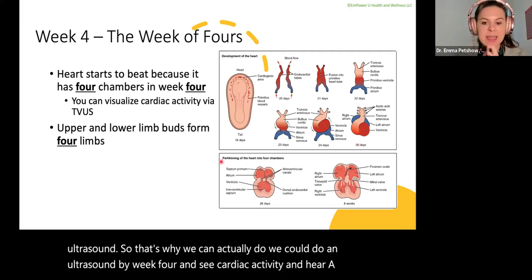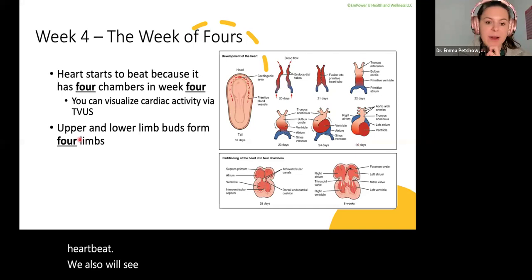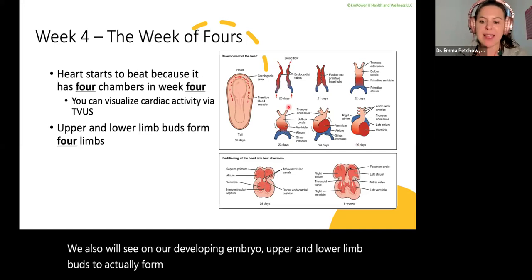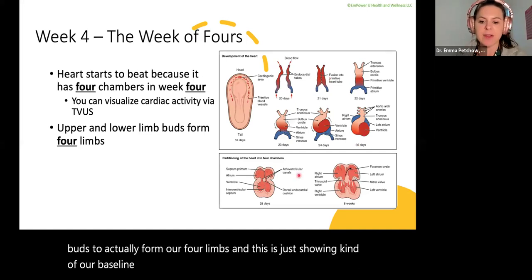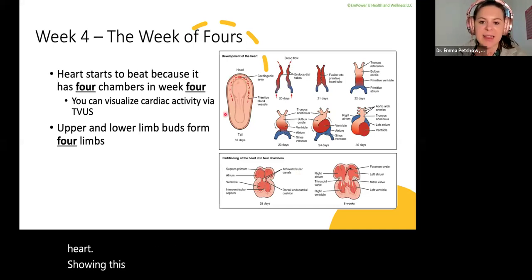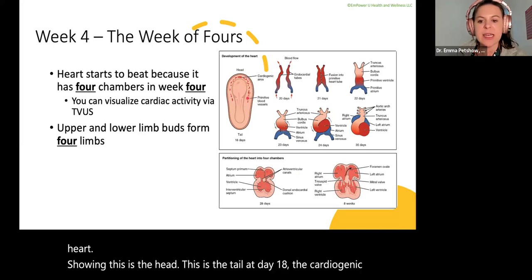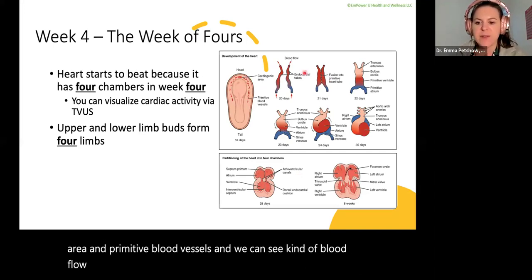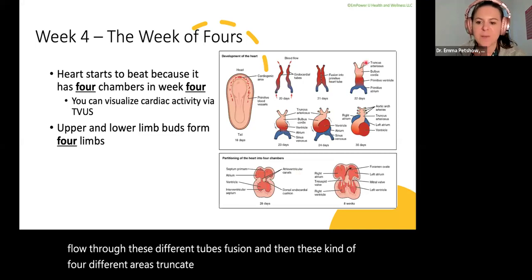We also will see on our developing embryo upper and lower limb buds to form our 4 limbs. And this is just showing our baseline development to get to these 4 chambers of the heart. This is the head, this is the tail at day 18, the cardiogenic area and primitive blood vessels. And we can see blood flow through these different tubes, fusion, and then these 4 different areas: truncus arteriosus, bulbus cordis, this primitive heart.